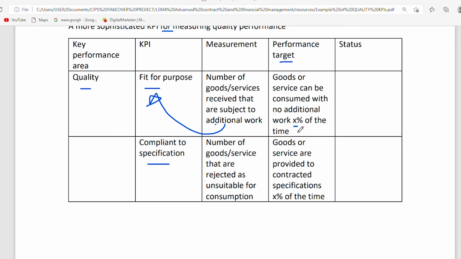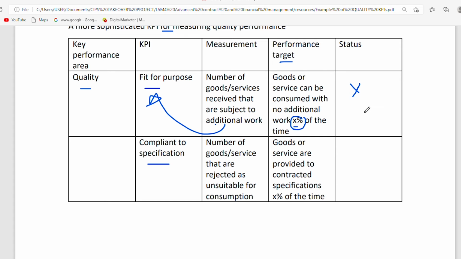So what percentage of that one? So what percent of the time? If you have like 20% of the time, the goods can be just used or the service used without additional work, then this percentage here is what determines our target. And if we meet that, then we put our status, so we don't need to improve on those ones.